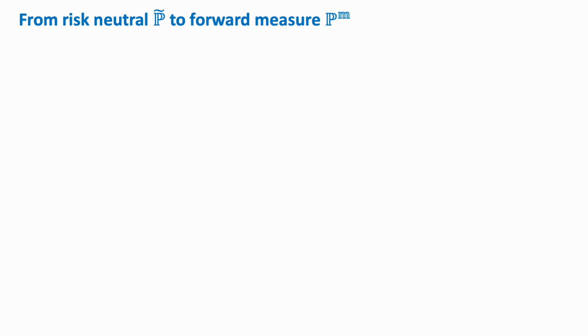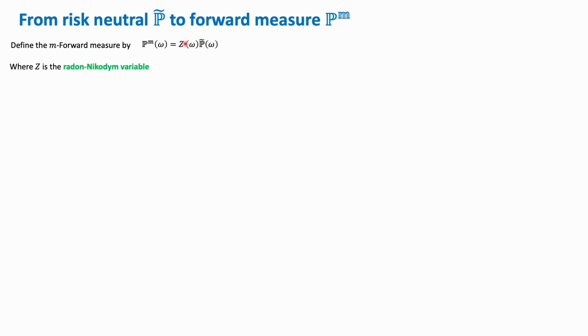So now let's talk about how we can move from the risk neutral measure, P tilde, to this thing that we're calling the forward measure, P_M. So we define the M forward measure. Notice the forward measure is associated to a certain time in the future, and here we're working with M. And we define this M forward measure by this expression here.